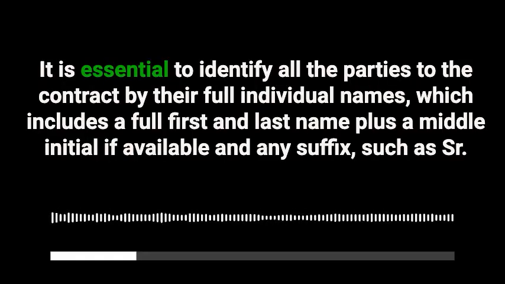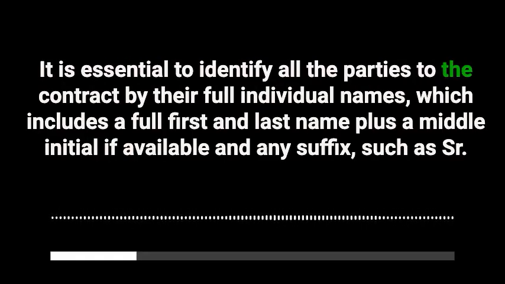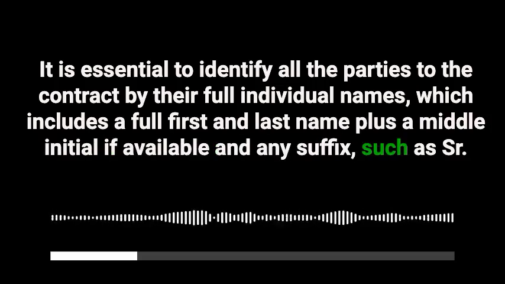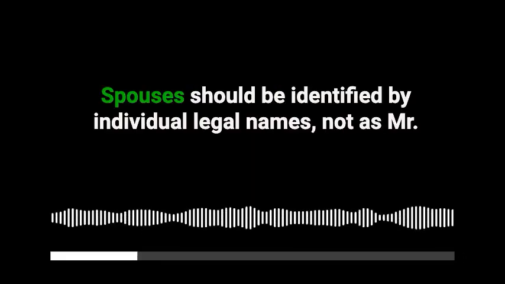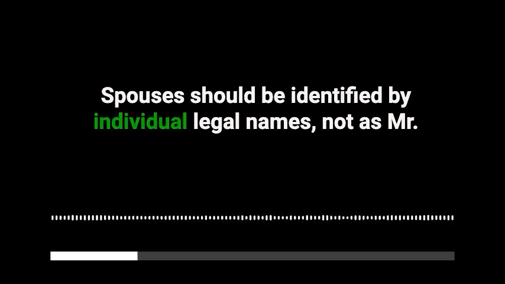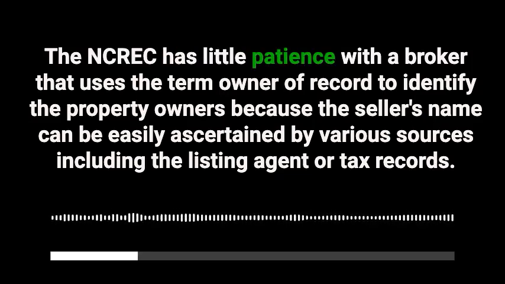Names. It is essential to identify all the parties to the contract by their full individual names, which includes a full first and last name plus a middle initial if available, and any suffix, such as SR or JR. Spouses should be identified by individual legal names, not as Mr. and Mrs. The NCREC has little patience with a broker that uses the term owner of record to identify the property owners, because the seller's name can be easily ascertained by various sources, including the listing agent or tax records.